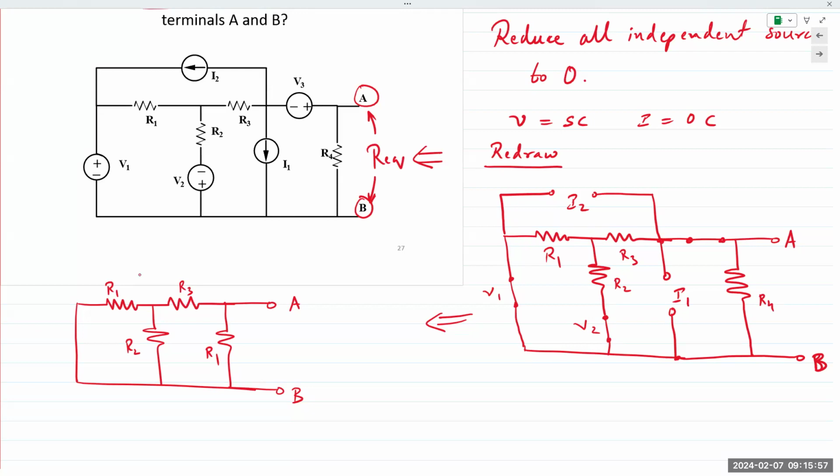Right? The concept is to find RTH. The concept is we have to reduce all independent sources to zero. Reducing a source to zero means replacing a voltage source with a short circuit and a current source with an open circuit. You redraw the original circuit diagram by applying this concept. And then if you have a reducible circuit, you reduce the entire circuit of resistors down to one single resistor from the perspective of the terminals of analysis, which is AB. All right, any questions?